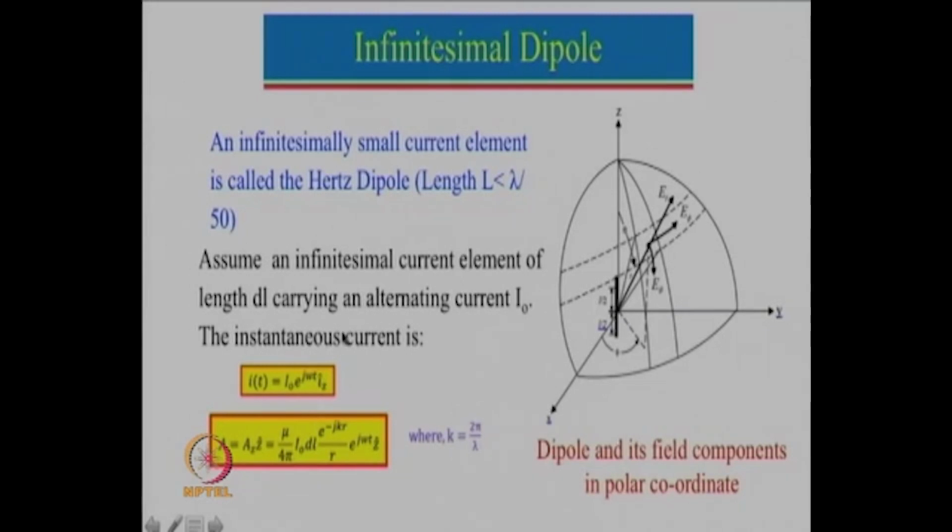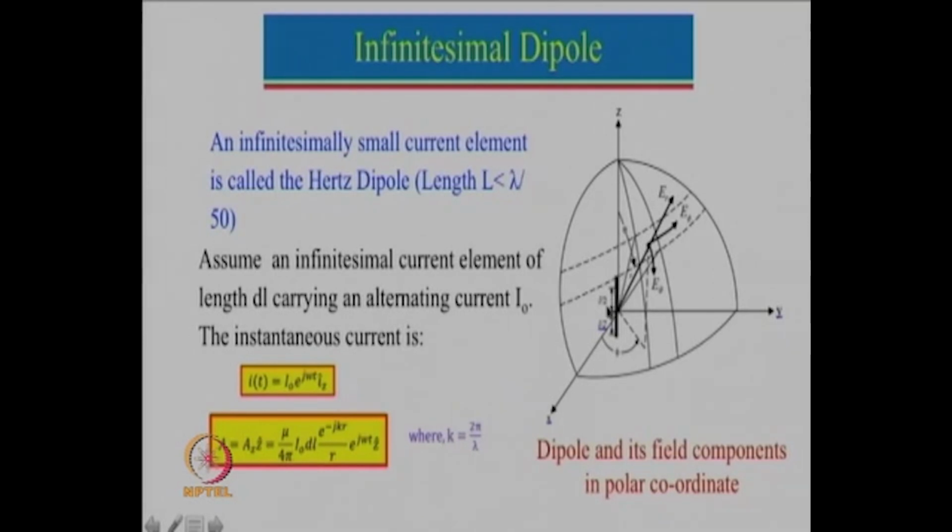And here we are assuming an infinitesimal current element, which means a very small current element of length dl, and it has a uniform current I0, that is the amplitude, but otherwise it is a sinusoidal current depending upon the frequency. So we can define the instantaneous current as I0 e to the power j omega t, and this current element is along the z direction.